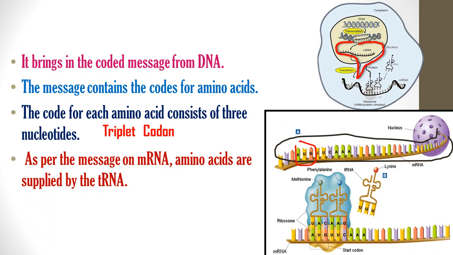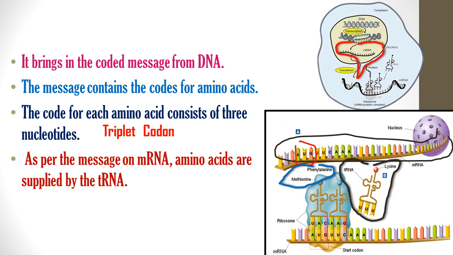triplet codon. Okay, so as per the message on messenger RNA or mRNA, amino acids are supplied by the transfer RNA. So here this is a tRNA or transfer RNA, it is bringing a particular amino acid as per the message, that is, as per the triplet codon message on the messenger RNA. So as per the triplet codon, the transfer RNA will bring a particular type of amino acid like lysine, phenylalanine and methionine. So there are many types, 20 different types of amino acids, which are brought by the transfer RNA to the messenger RNA or mRNA.